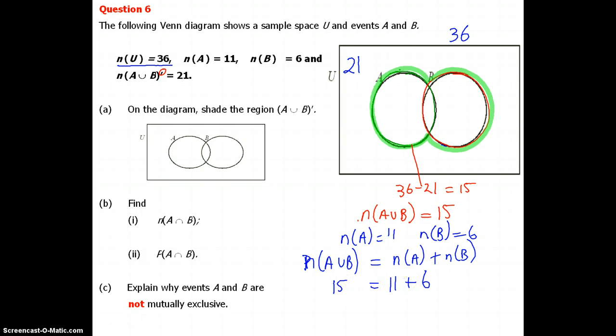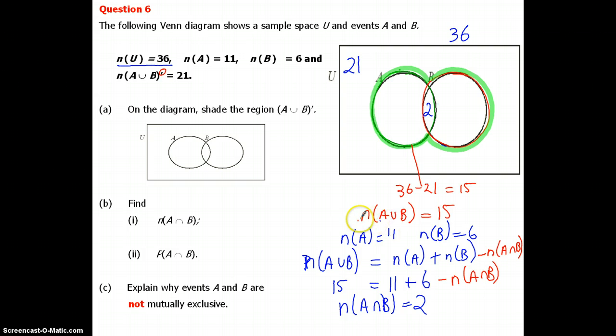So I've got to come back up here, recognize that, and we've got to subtract the number in A and B. So minus the number in A and B. So if I come back over here, 15 is equal to 17, take away what? So straight away I now know that the number in A intersection B is equal to 2. So I'm going to put that on my Venn diagram. I've got 2 in the intersection there.